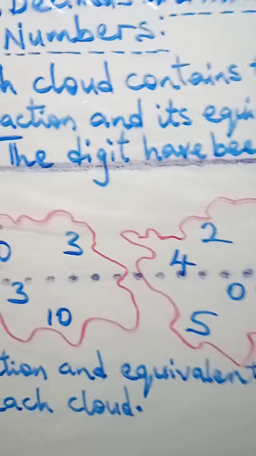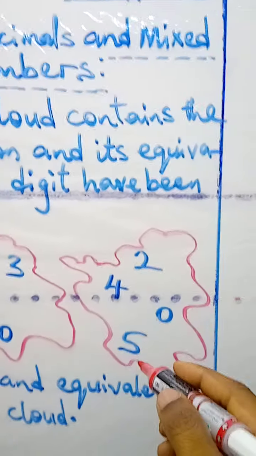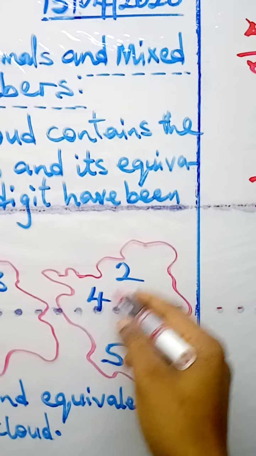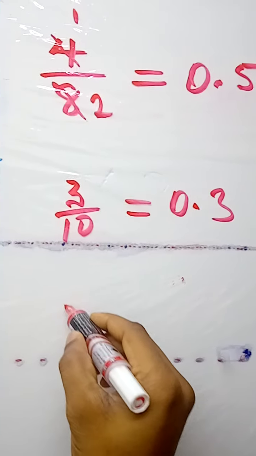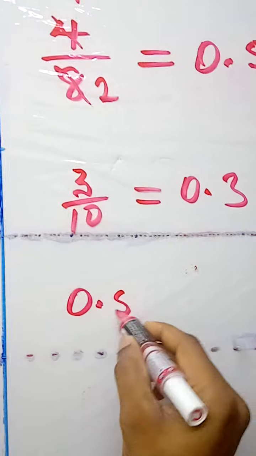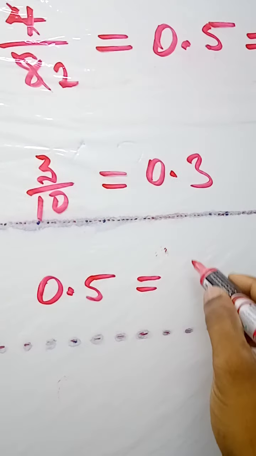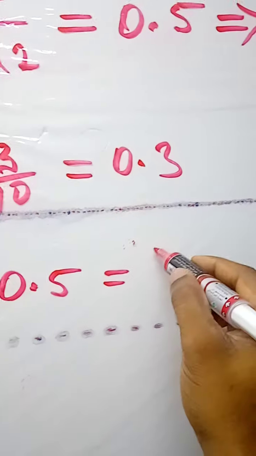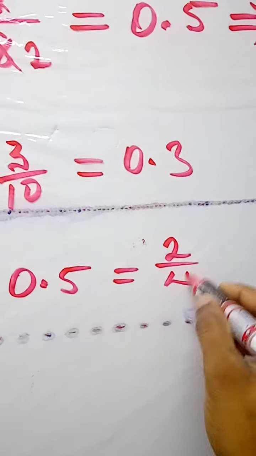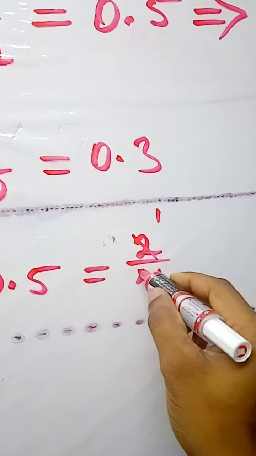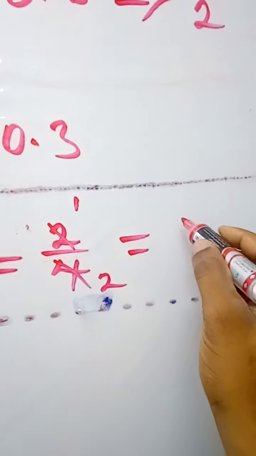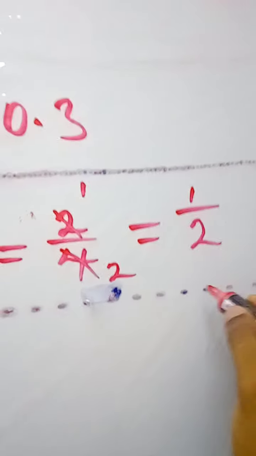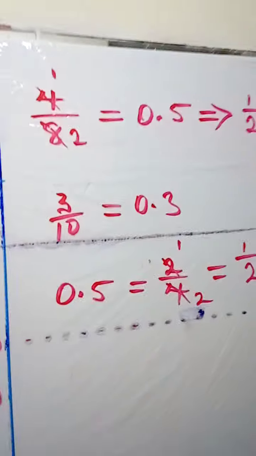In the third cloud, we have 4, 2, 0, 5. Then pick 2 and 0.5. We have 0.5 is equal to half, which is 2 over 4. Because we can still divide this to simplest form, we have 1 over 2. And 1 over 2 is 0.5.